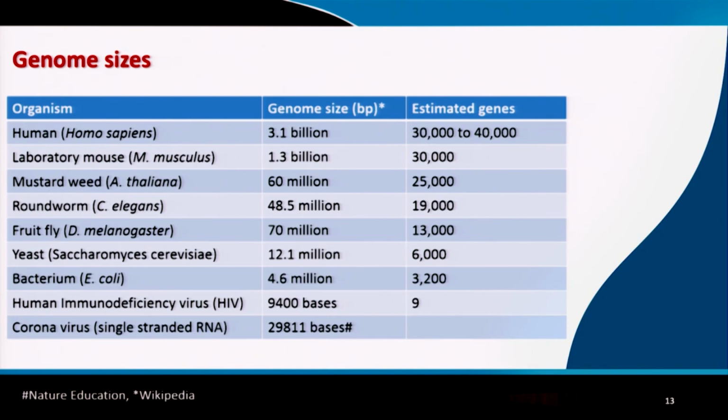Let's compare that with two retroviruses, the human immunodeficiency virus HIV and the coronavirus. The HIV virus has 9,400 bases, not base pairs but bases, and 9 genes. Coronavirus, which is a single-stranded RNA, cannot be expressed as base pairs. It has to be expressed only in terms of bases, and has 29,811 bases. This information was from Nature, the magazine.